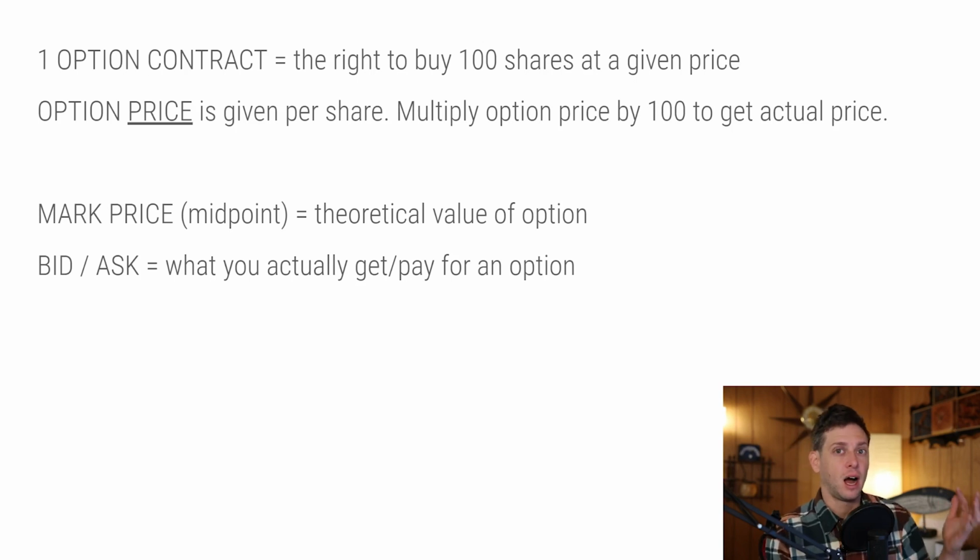Now, what's kind of confusing about that is that when you're looking at your option chain, the option price is given per share instead of at the actual price of the option contract. So what you have to do is multiply that option price by 100 to get the actual price that you're going to pay for it. It's not hard to do, and obviously the more you do it, it's automatic that you're going to be multiplying that times 100.